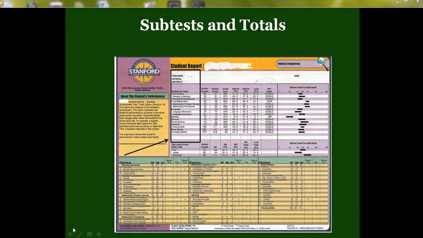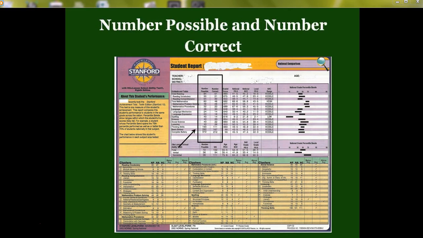We will now focus on the Stanford Achievement Test sections. The first section is labeled Subtest and Totals. Students were tested in these following areas: reading, mathematics, language, spelling, and the sciences. In this section, you will see number possible and number correct. These numbers tell you how many questions were on each section of the test and how many your child answered correctly.